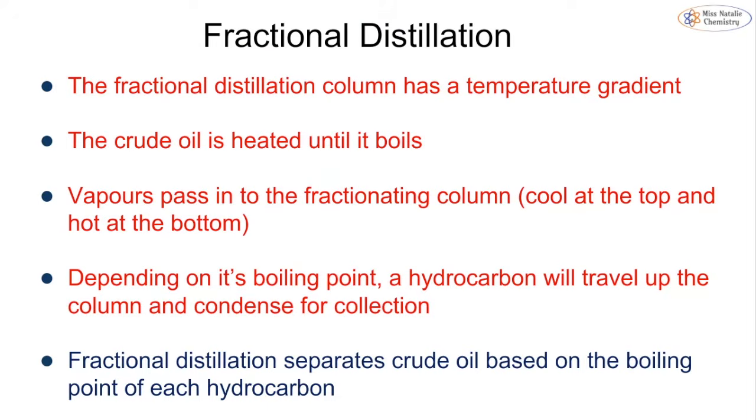Now, when we have fractional distillation, we've said that the column has a temperature gradient, and what happens is the crude oil is heated until it boils or is vaporized, and then these vapors pass into the fractionating column. Then, depending on their boiling point, the hydrocarbon will travel up the column, and it will eventually undergo condensation, and where it condenses, it will then be collected in a tray and then taken out of the fractionating column.